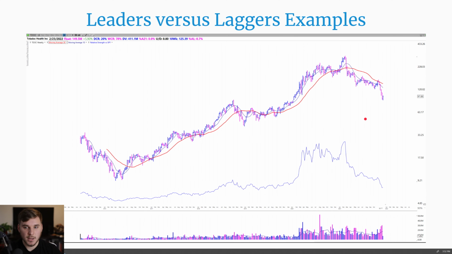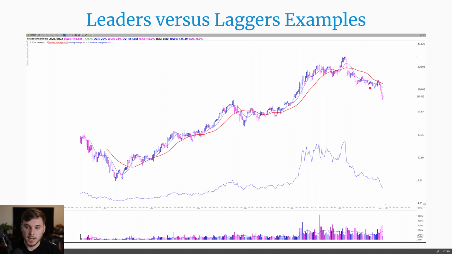Next up, we've got Teladoc, another FinTwit favorite that's now in a stage 4 downtrend. And I'm sure people are trying to buy the dip here, here, here. It just keeps on dipping. So when the stock is in a stage 4 downtrend, the net sentiment of the largest institutions is negative and they are exiting their positions, and that is why the stock is in a decline.